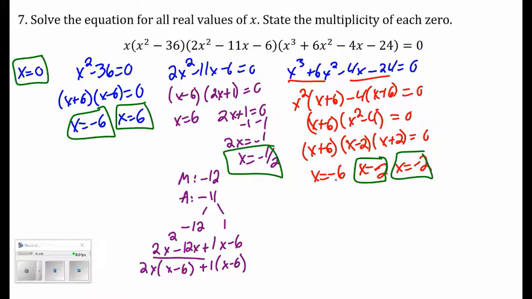Notice that x equals 6 is a repeated 0, so that has a multiplicity of 2. X equals negative 6 is a repeated 0, so that has a multiplicity of 2 as well. All the other zeros have a multiplicity of 1, because there's only one of them here.